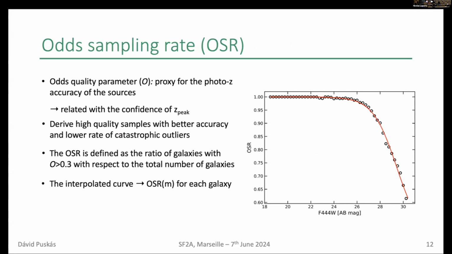Using a cut, looking at a sample above a threshold, we can derive high quality samples. The odds sampling rate is just the ratio of the galaxies above this threshold and the total number of galaxies. As you can see on the plot, when we probe deeper at fainter magnitudes, this odds sampling rate steeply declines. And we are using a weight to account for this selection effect.